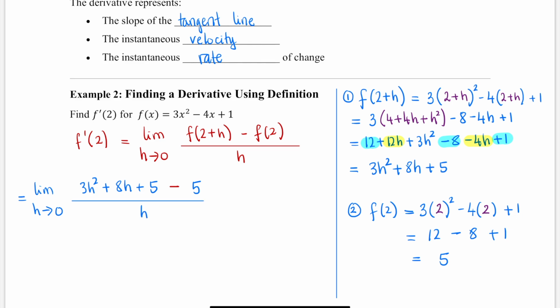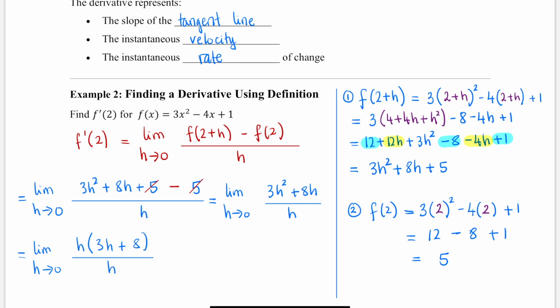In the numerator, we combine like terms. Since 5 minus 5 equals 0, we are left with 3h squared plus 8h in the numerator, all over h. In the numerator, I'll factor out h. Now we have h times 3h plus 8 over h. The h in the numerator and the h in the denominator cancel out, leaving us with 3h plus 8.